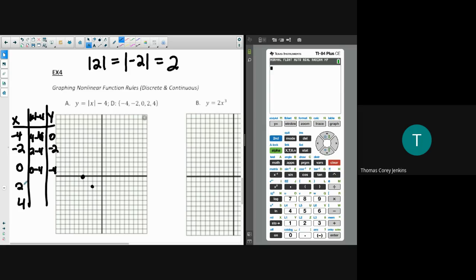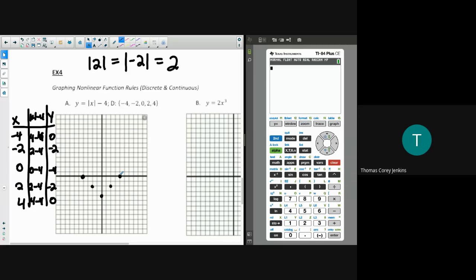But watch what happens when we sub in 2. So absolute value of 2 is 2. 2 take away 4 is -2. So it looks like 2 is going to go to -6, right? But actually, when we do the math, 2 goes to -2. So now it changes directions. Next one, the absolute value of 4 is 4, minus 4 is 0. So +4 goes to 0.